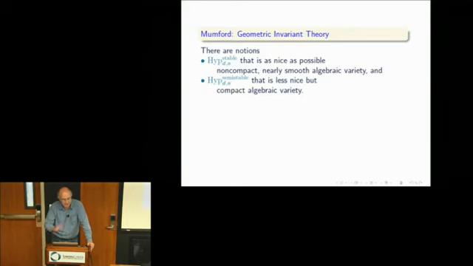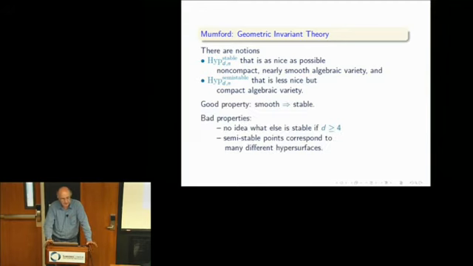And then he has another notion, which is semi-stable. This space is not as nice. It has some more complicated singularities, but it gives a compact algebraic variety. Now, one good property of this notion is that the smooth hypersurface is stable. So the example I had on the previous slide could not have been done with smooth hypersurfaces. So at least we know that.